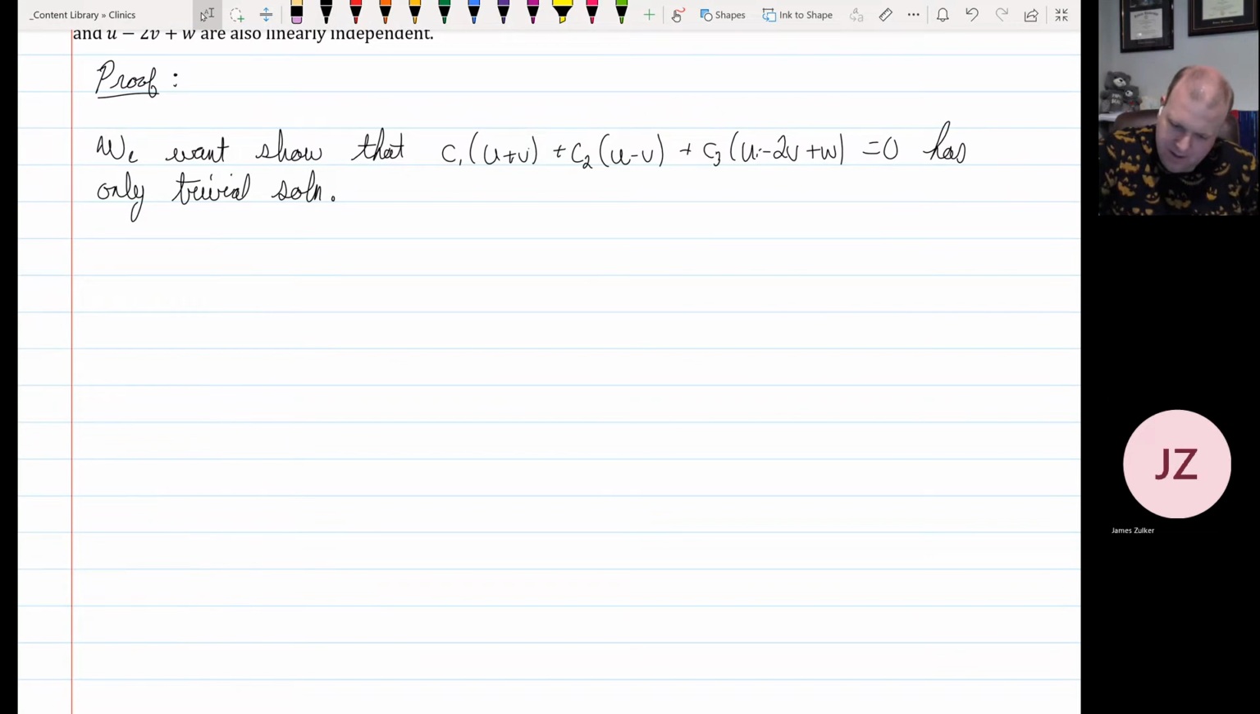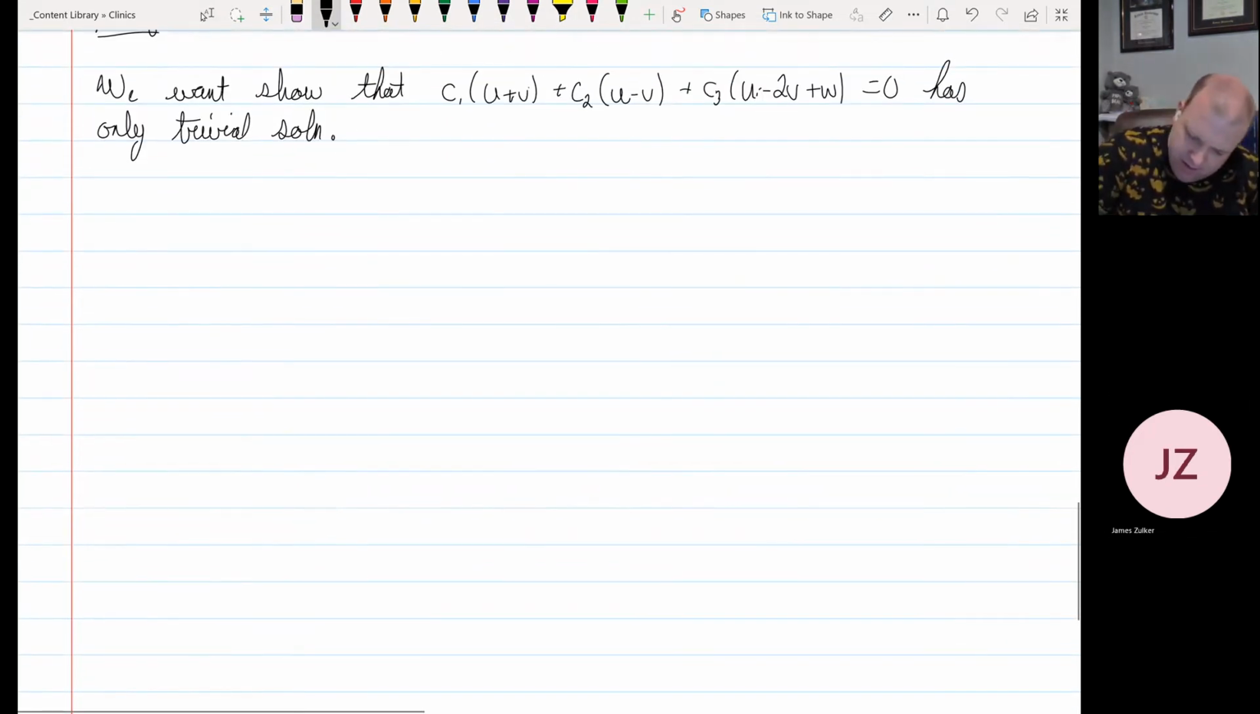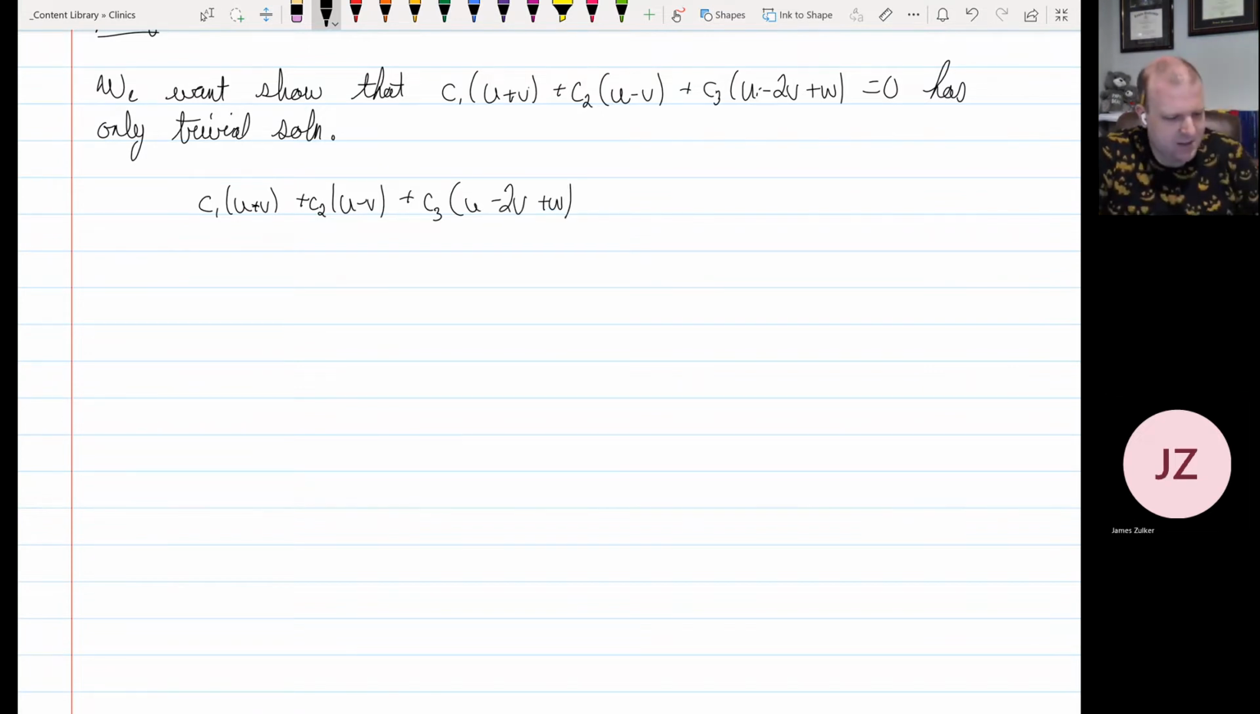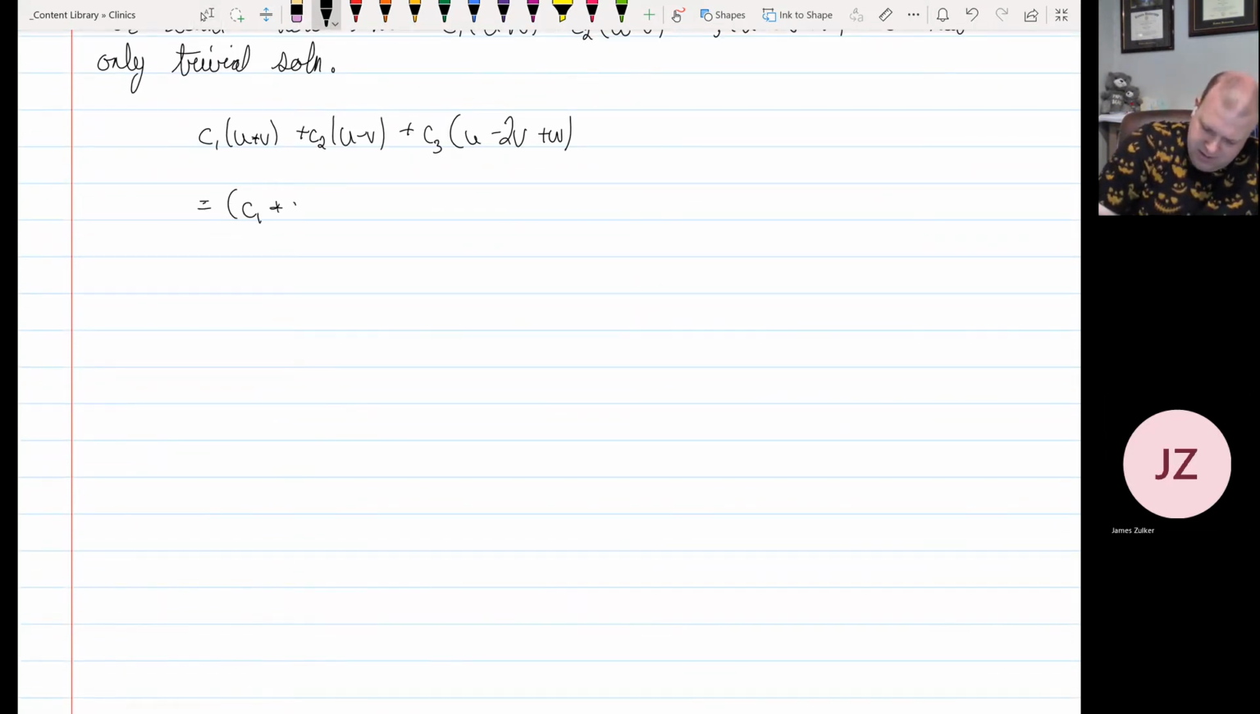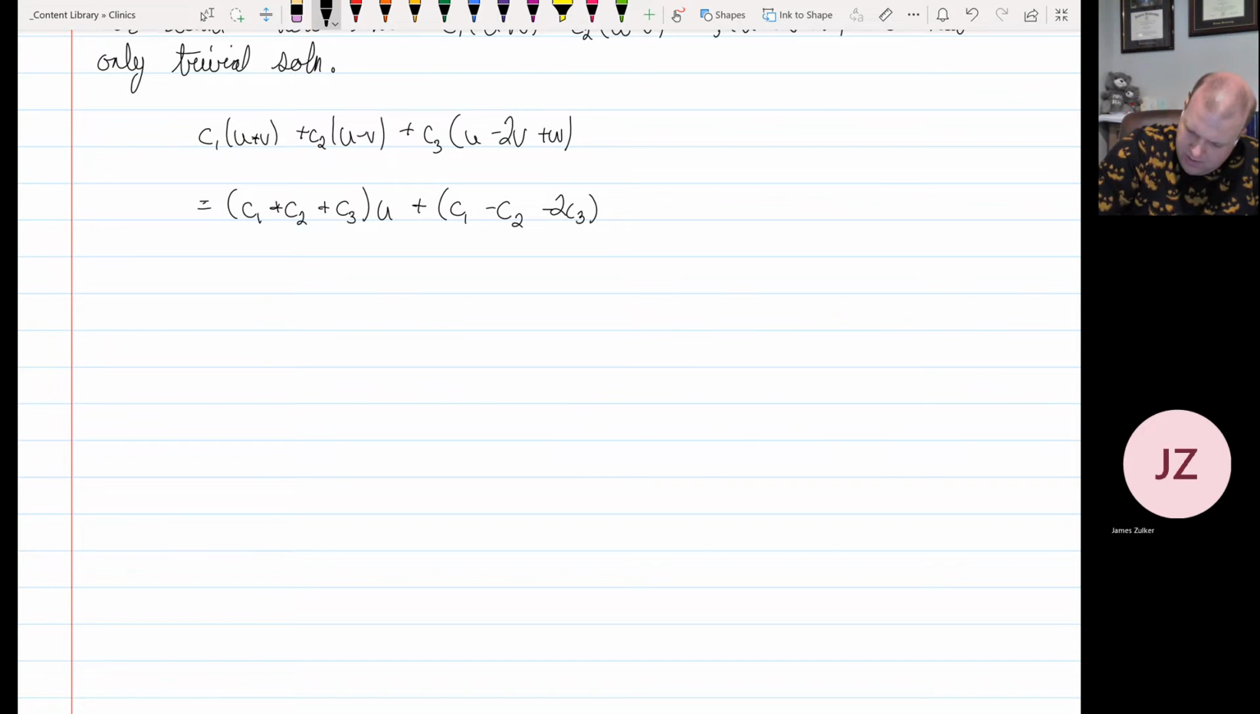So start with expanding this out, right? C1 times (u plus v), plus C2 times (u minus v), plus C3 times (u minus 2v plus w). All right, so group all of the u terms together. Group all of the v terms together. And then group all of the w terms together, which there's only one.